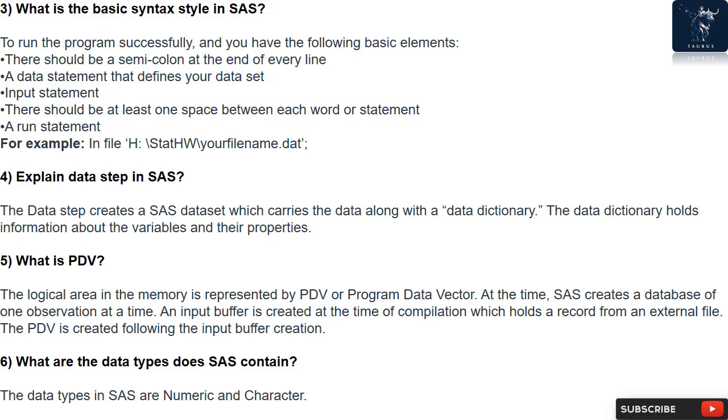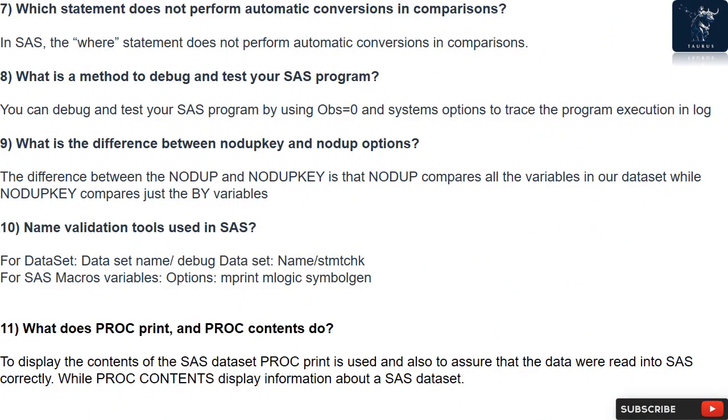6. What data types does SAS contain? The data types in SAS are numeric and character. 7. Which statement does not perform automatic conversions in comparisons? In SAS, the WHERE statement does not perform automatic conversions in comparisons.